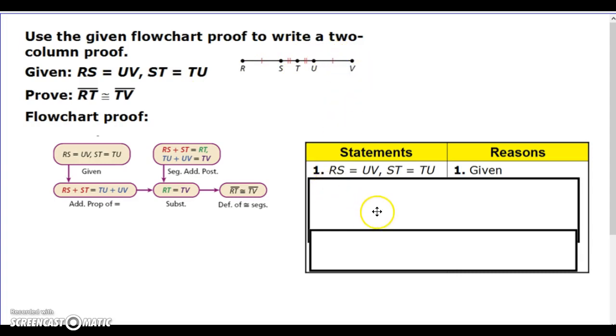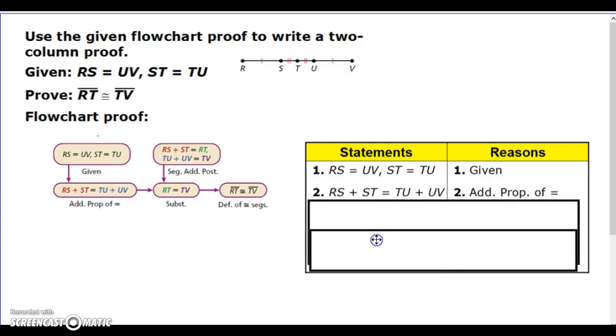And this is just the addition property of equality. We're adding the same value to both sides. Now the value that we're adding to this statement is ST, and on the right side, UV. But we were told those two segments had the same value. So we're adding the same value to both sides of this original statement. Addition property of equality.